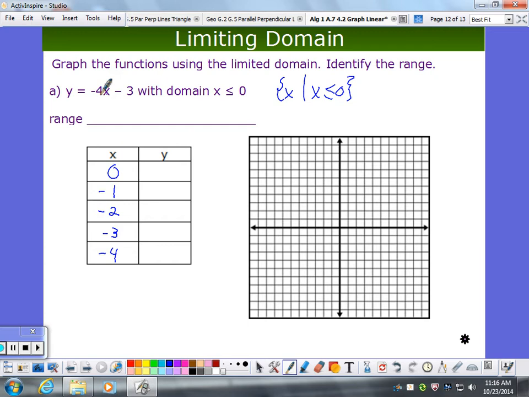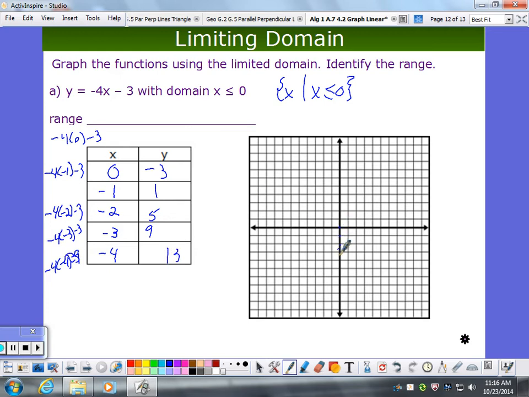And then I'm going to plug these x's in. Negative 4 times 0 minus 3, that's the easy one, right? Negative 4 times negative 1 minus 3. Negative times negative, that's 4 minus 3, looks like a 1. Negative 4 times negative 2 minus 3, that's 8 minus 3, 5. Negative 4 times negative 3 minus 3. Negative times negative is 12, minus 3 is 9. Negative 4 times negative 4 is 16, minus 3 is 13.